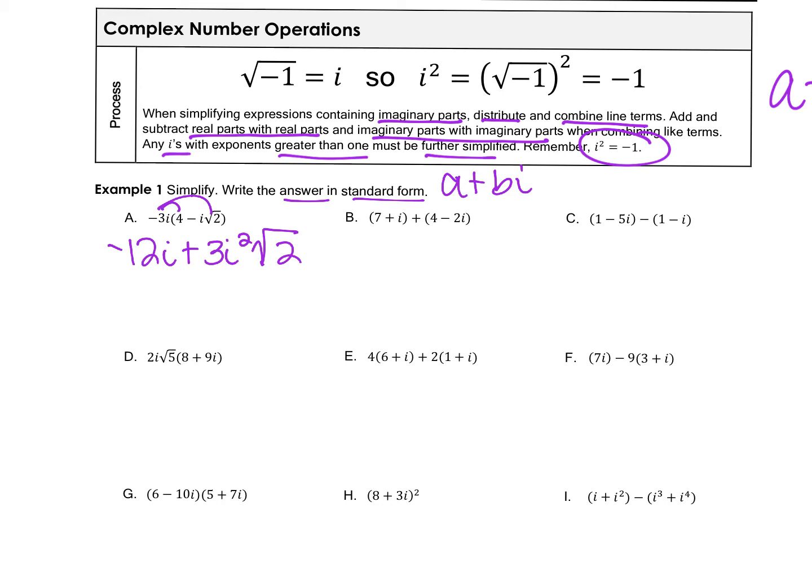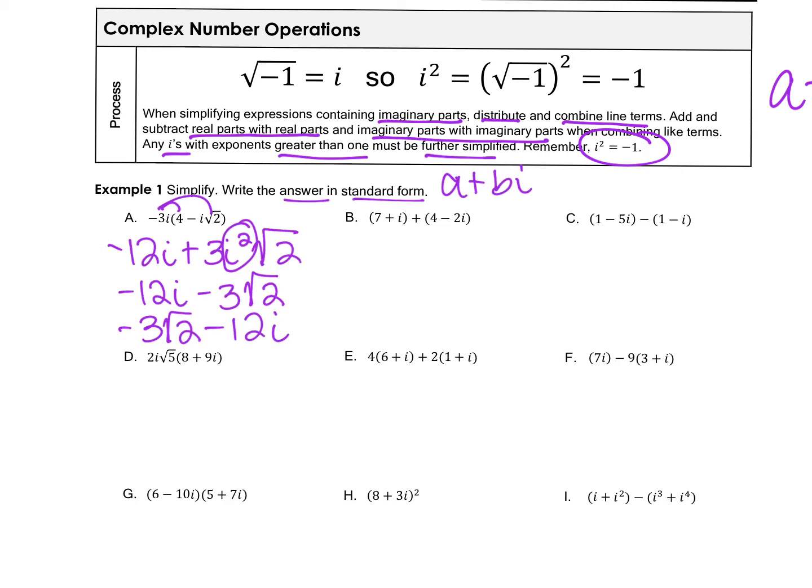Okay, so now we're going to look at it. We have this negative 12i. And then remember, i squared equals a negative 1. So 3 times a negative 1 would give me a negative 3. And then the square root of 2. And then we want to put it in standard form. So we want to put the real part first. So negative 3 square root of 2, and then your negative 12i.